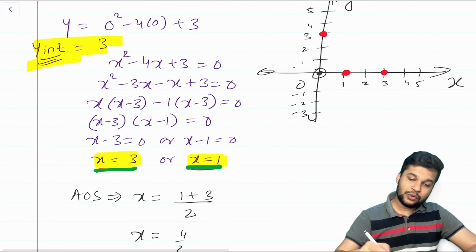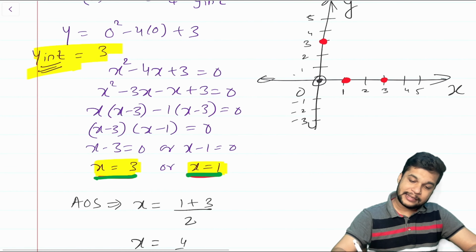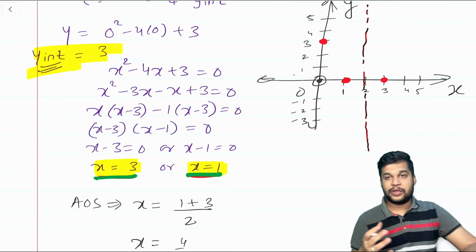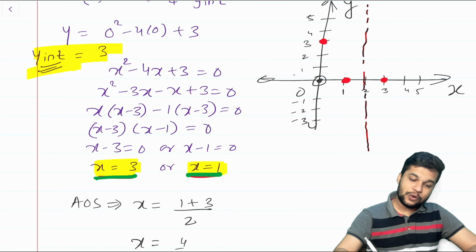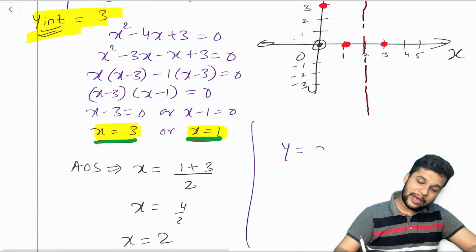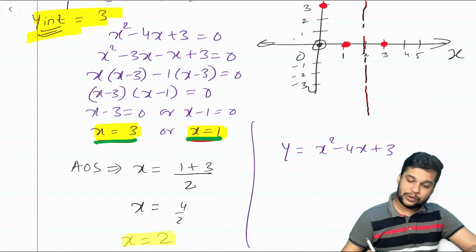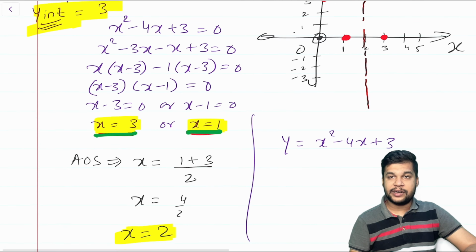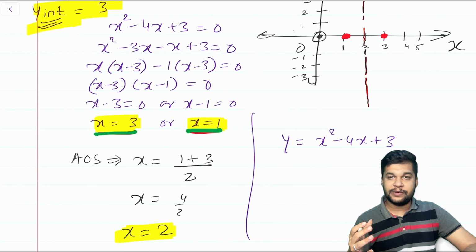So x equal to 2 will be the line which will be parallel to the y-axis. So let's say this is your axis of symmetry. Somewhere on the axis of symmetry, the vertex of the graph will lie. So if I know the quadratic function is y equal to x square minus 4x plus 3, and I know that x is equal to 2, it simply means that the x coordinate of the vertex is also 2.